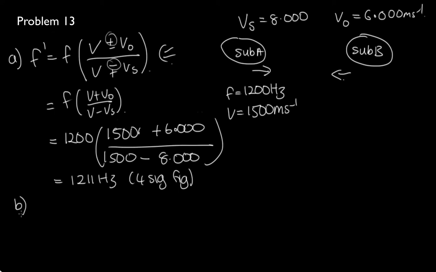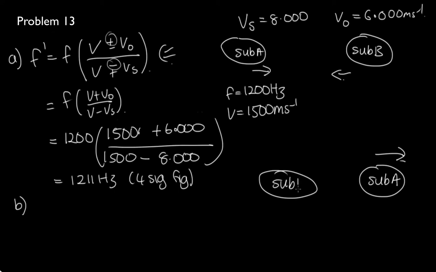Now in part B, we're told that after passing and narrowly missing each other, so here's sub A, it continues travelling in this direction, and here's sub B, it continues to move in this direction, and we're asked, now that they've passed each other, what frequency does B detect? So in order to answer this, we're going to have to go up to this equation here again.